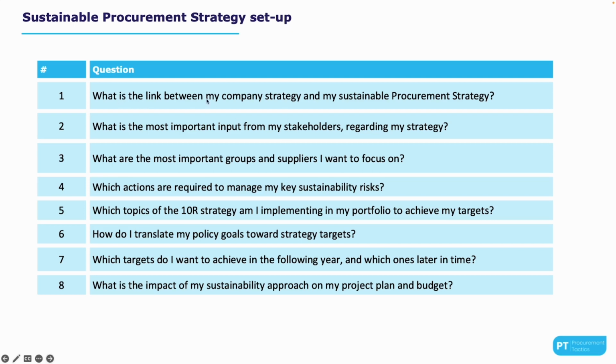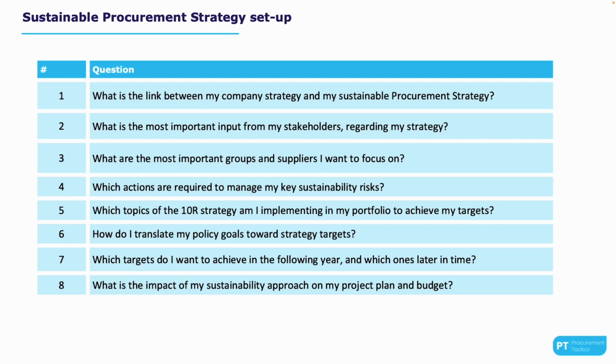Number 1 is, what is the link between my company strategy and my sustainable procurement strategy? Number 2, what is the most important input from my stakeholders regarding my strategy? Number 3, what are the most important groups and suppliers I want to focus on? Number 4, which actions are required to manage my key sustainability risks? Number 5, which topics of the 10R strategy am I implementing in my portfolio to achieve my targets? Number 6, how do I translate my policy goals toward strategy targets?